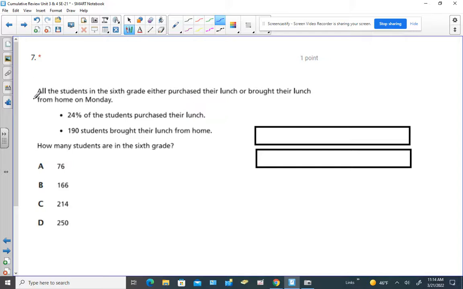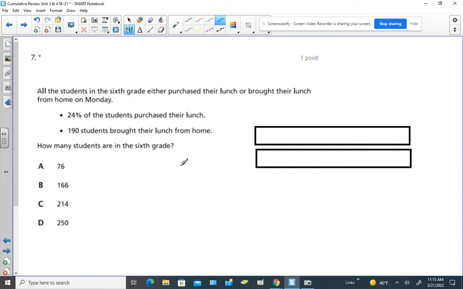Hey everybody, we're looking at number 7. All of the students in 6th grade either purchased their lunch or brought their lunch from home on Monday. 24% of the students purchased their lunch. 190 students brought their lunch from home. How many students are in the 6th grade?